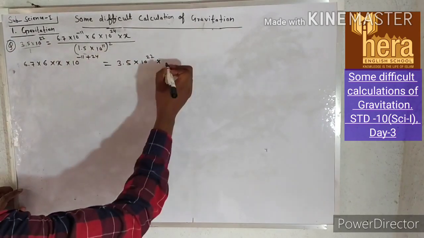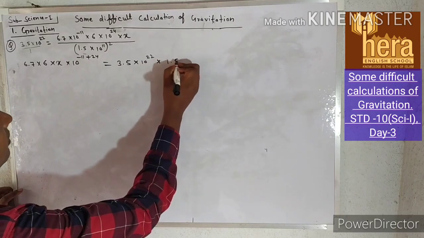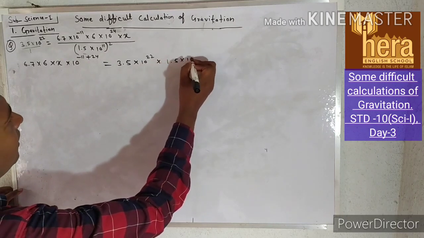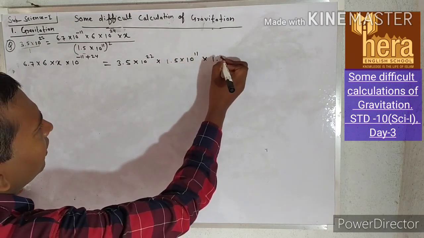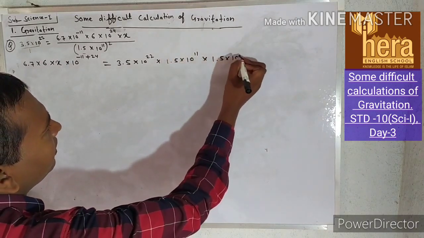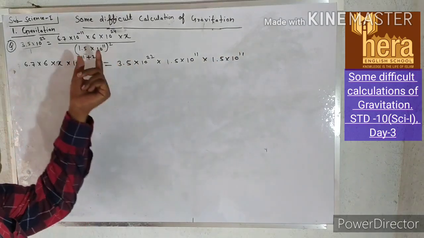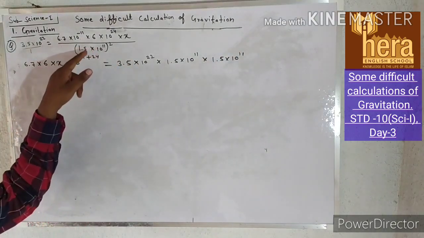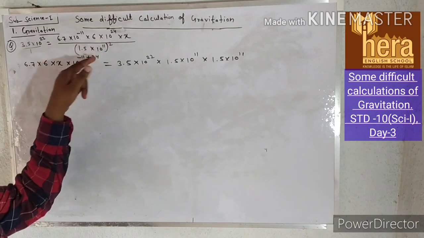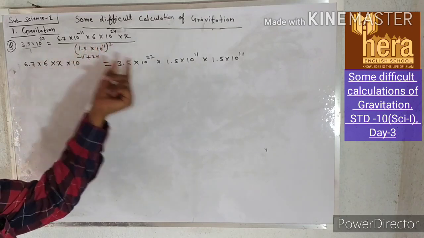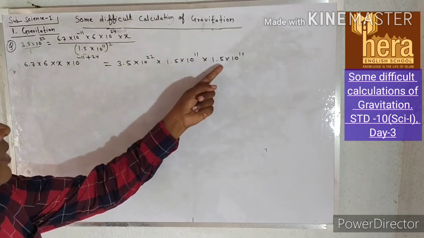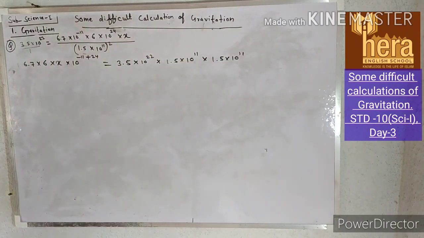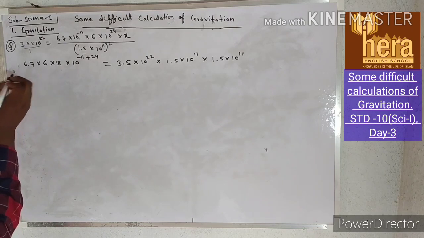So write twice 1.5 into 10 raised to 11 into again 1.5 into 10 raised to 11, because this is twice 1.5 into 10 raised to 11 bracket square. It means this number is twice. So I have written twice 1.5 into 10 raised to 11 into 1.5 into 10 raised to 11. Okay.